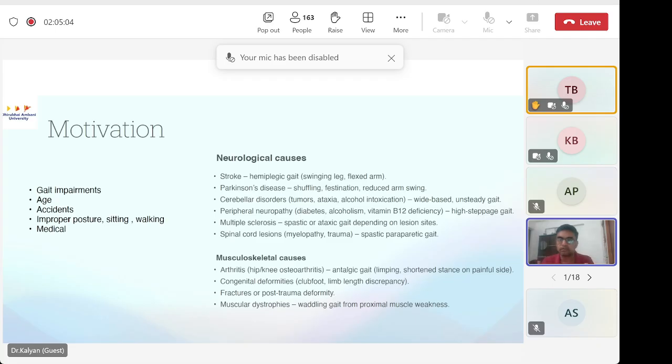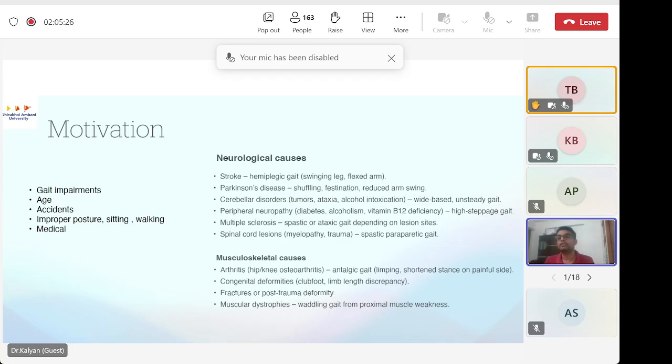There's no steadiness. So these are all the different kinds of gaits, just a representative set: unsteady gait, high steppage gait, antalgic gait. All of these fall under abnormal gait patterns. They're not normal. Normal means everything is in a cycle. There is no normality here, right?